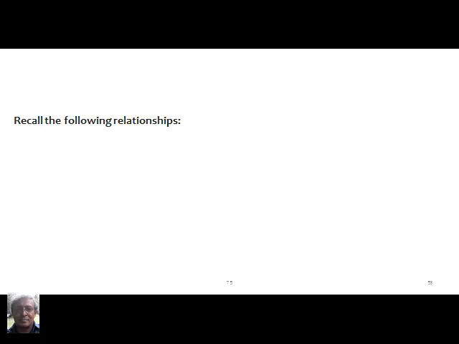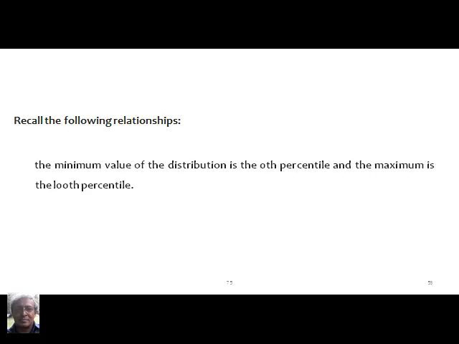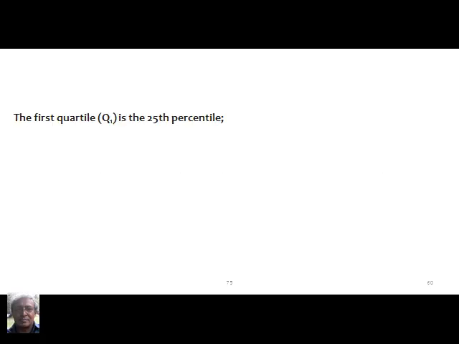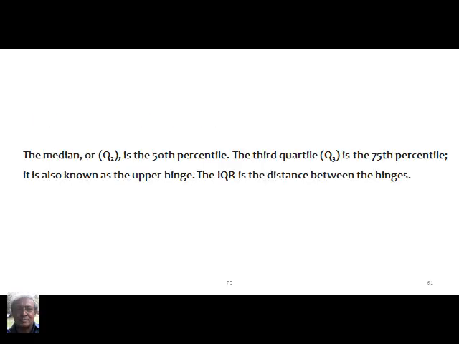Recall the following relationships. The minimum value of the distribution is the zeroth percentile and the maximum is the 100th percentile. The first quartile, Q1, is the 25th percentile. It is also known as the lower hinge when used with box plots. The median, or Q2, is the 50th percentile. The third quartile, Q3, is the 75th percentile. It is also known as the upper hinge. The IQR is the distance between the hinges.